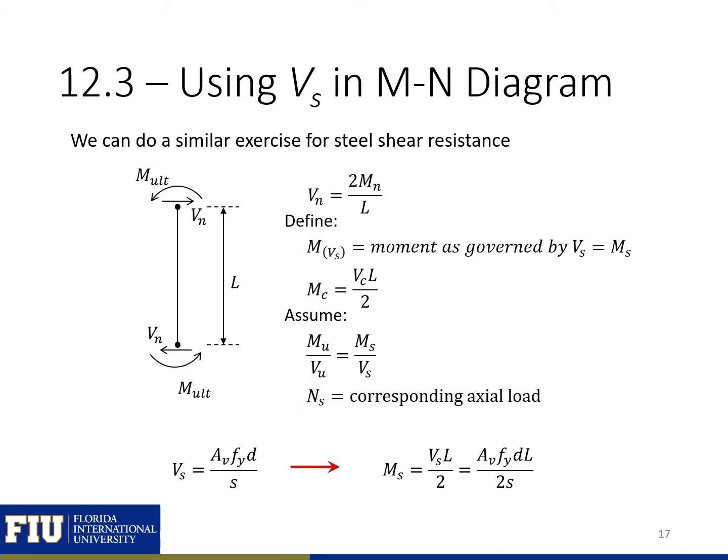We can then do a similar exercise with our steel shear resistance, taking our V sub S equation and plugging it into a similar M sub S equation here. So we can see our M sub S is our moment controlled by the steel shear resistance, and we can plug in our V sub S and get this equation here, which we can then integrate into our moment axial force interaction diagram.